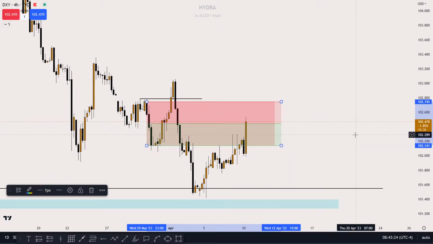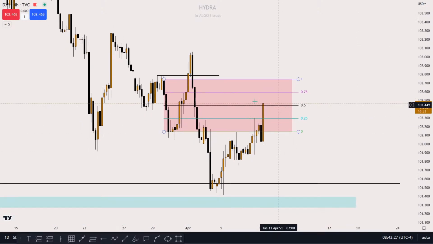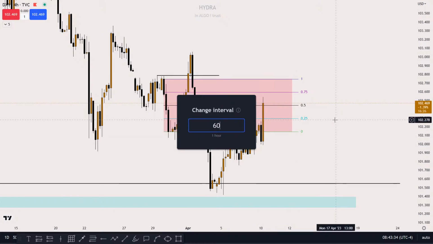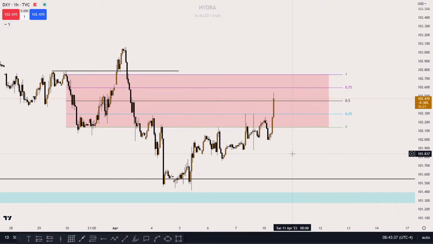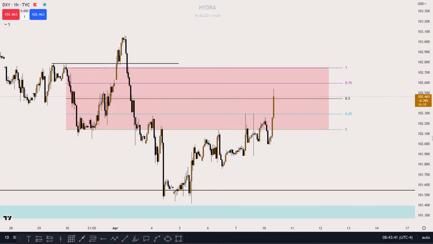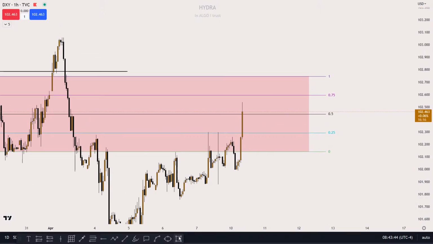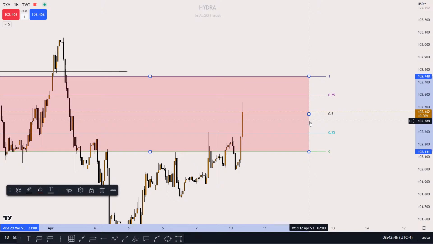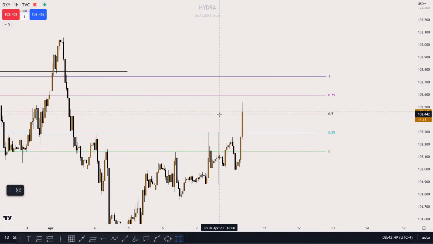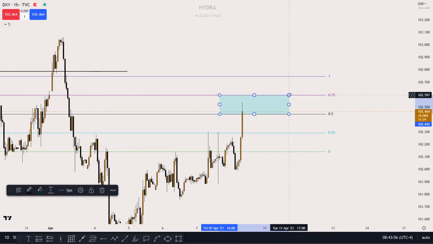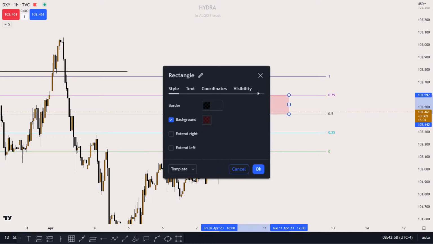So if price is closing in this body above the midway, right? I'm not bearish on dollar. Let's see on the hourly chart. Let's go on to the 60-minute chart. Yes, so price is above our midway. So if we are not seeing price rejecting from these two zones, let me mark the zones for you, this 0.5 and 0.75, right? If we are not seeing a rejection in price from these two zones, I'm bullish on dollar.